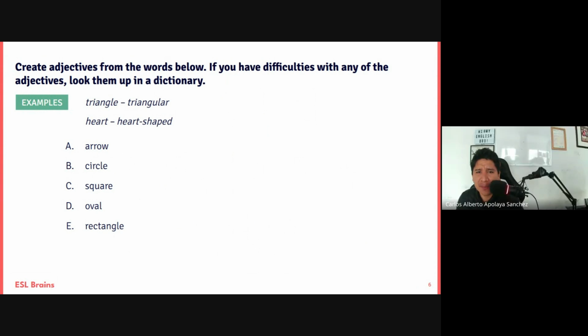Create adjectives from the words below. If you have any difficulties with any of the adjectives, look them up in the dictionary. For example, triangle, triangular; heart, heart-shaped. Arrow, what do you think? An adjective with arrow.